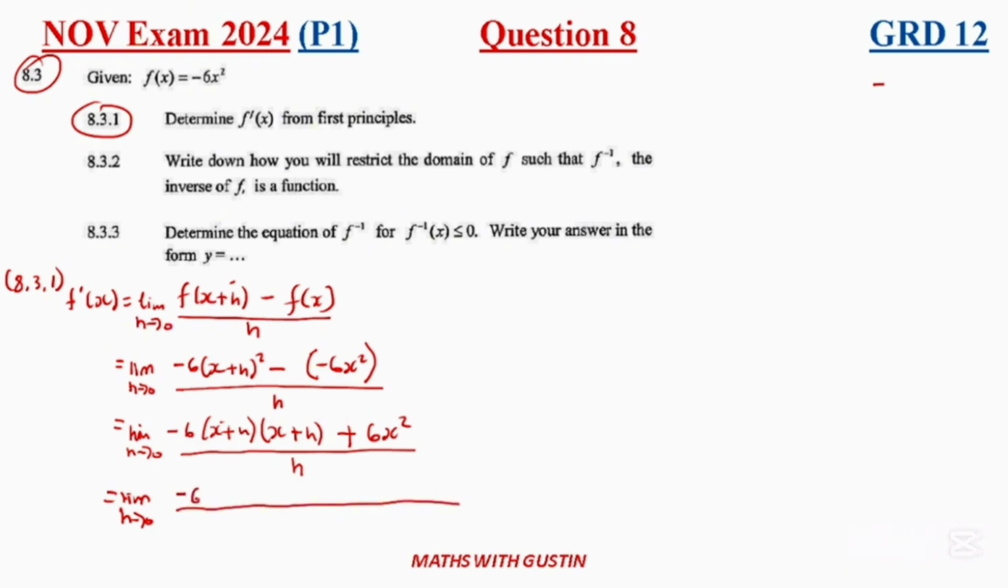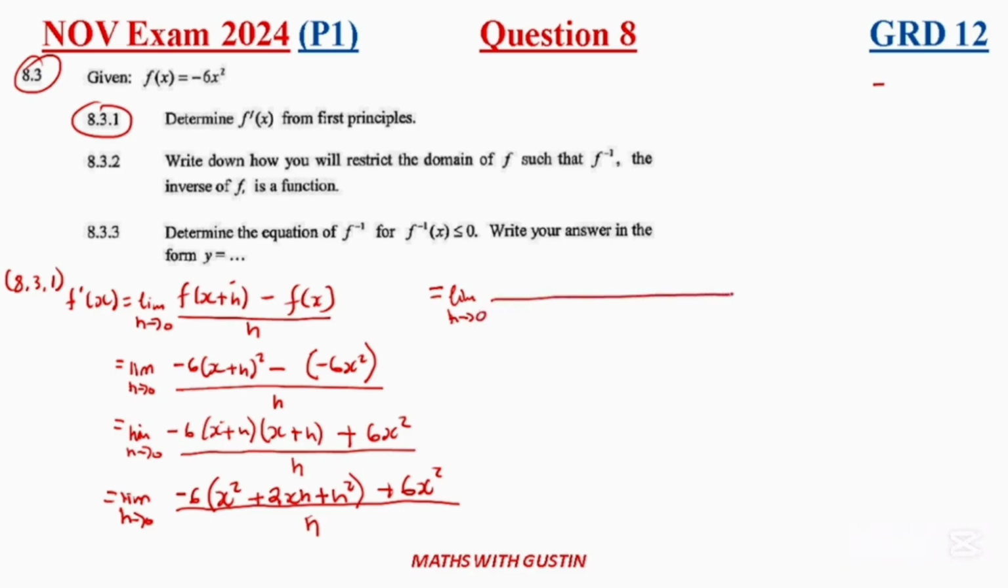So I'm just going to have -6 here. I've already done it. It's going to be x squared plus that times that is going to be, how much, 2xh, and then h times h is going to be h squared, close bracket, plus 6x squared all over h. So I'm going to continue up here. Lim h approaching 0. There you go.